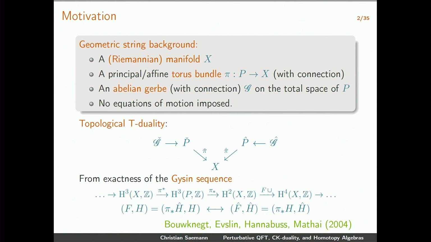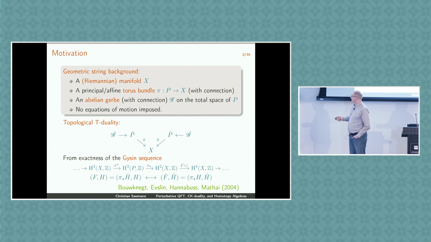And then you've seen topological T-duality in the last talk already. So we have a principal torus bundle, or affine, we'll do both cases actually, over X and a gerbe on top of that total space. And then because of the exactness of the Gysin sequence, you can reconstruct another side, at least up to isomorphisms. And then you have a dual torus bundle and a dual gerbe. When I talk about gerbes, just think closed three-forms for the moment. So this is the old work that we saw quite a few times in previous talks.